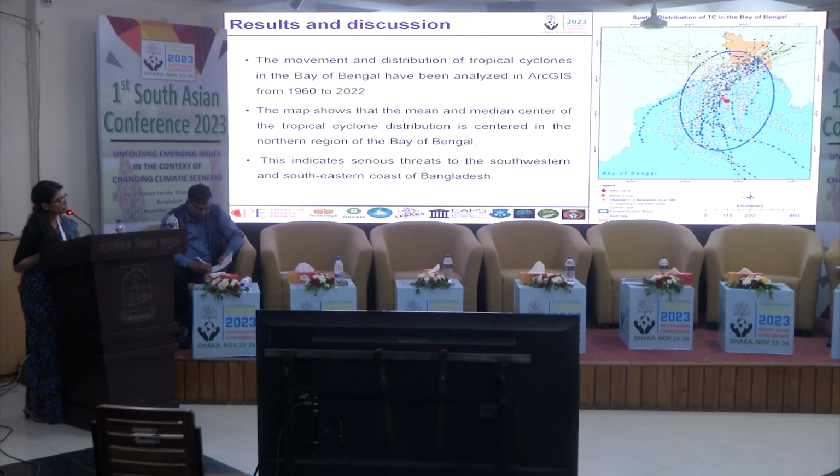This map shows the geographic distribution of tropical cyclones in this region. We can see that the mean center and median center of tropical cyclones are in the northern Bay of Bengal. But the fact is the southeastern coast and southwestern coast of Bangladesh are particularly vulnerable because these areas take most of the cyclone hits. The southeastern region is basically the Cox's Bazar range, and the southwestern coasts are the Sundarbans deltas, Bagerhat, Satkhira, Khulna, Barishal, and Noakhali regions.